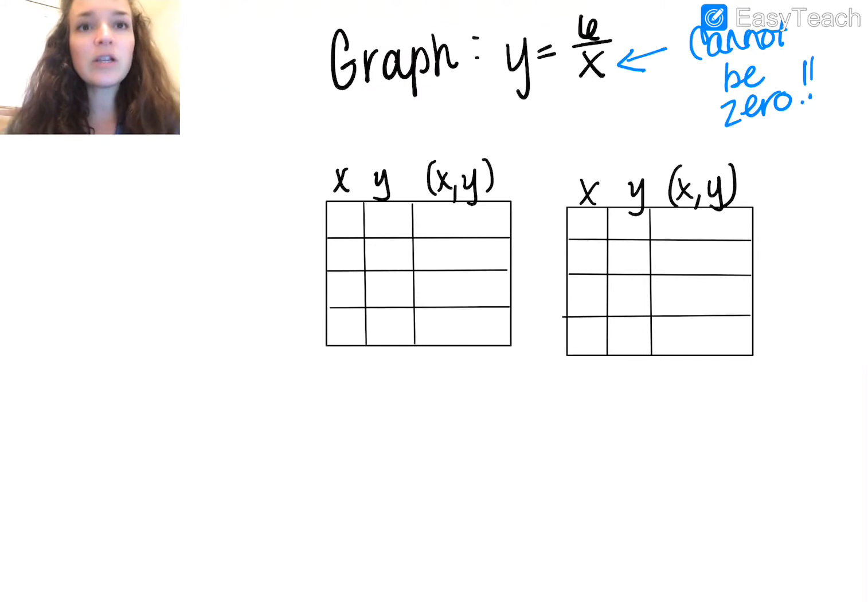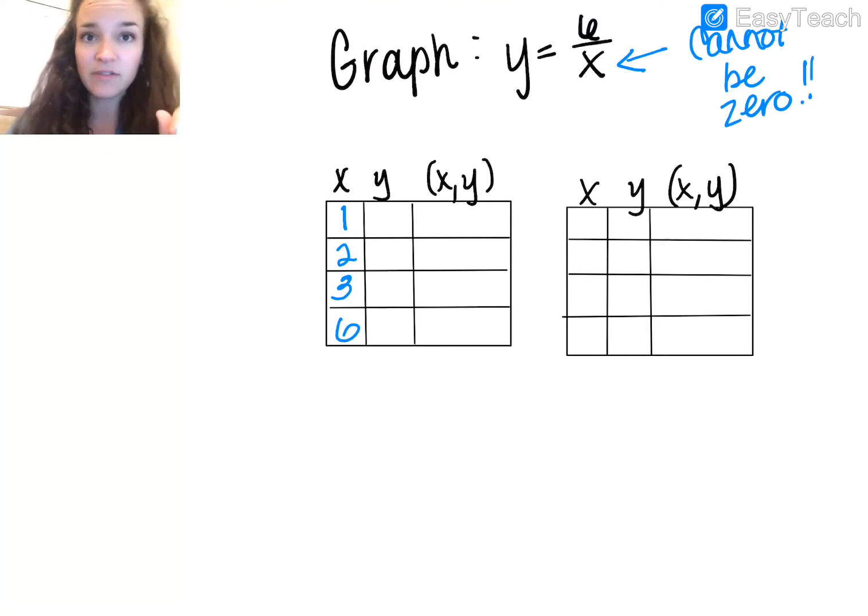So let's look at this equation. All that's happening to x is that we're dividing 6 by x. So what would make the most sense here is actually using factors of 6, because we're dividing 6 by x. So we know that 1 is a factor of 6, 2 is a factor of 6, 3 is a factor of 6, and 6 is a factor of 6, okay? So on this side, we're going to use some positive x's, and over here, it's also important to always check out our negative x's too, and just see what our graph looks like if we use both of these things, okay?